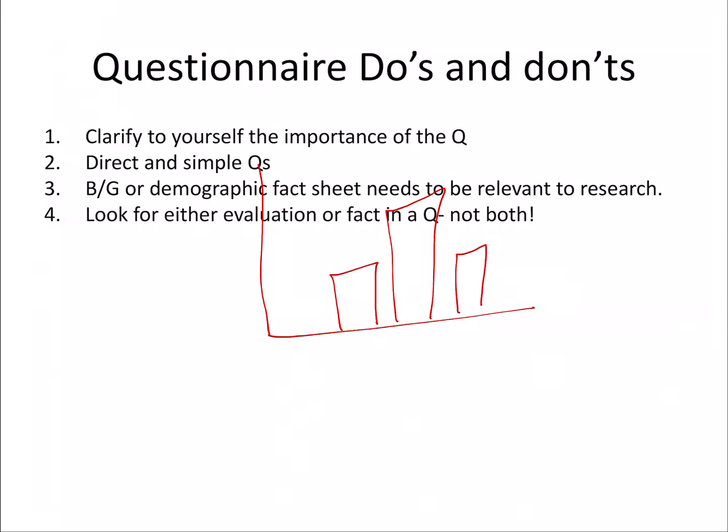Always when you put a question out, look for either an evaluation or a fact in a question. Don't try to look for both. For example, if you're concerned about children's screen time, there's really no point in asking a parent, how do you feel about your child's screen time, and what is it doing to their academic performance? So you're asking for an evaluation and a piece of factual information. Do one or the other.